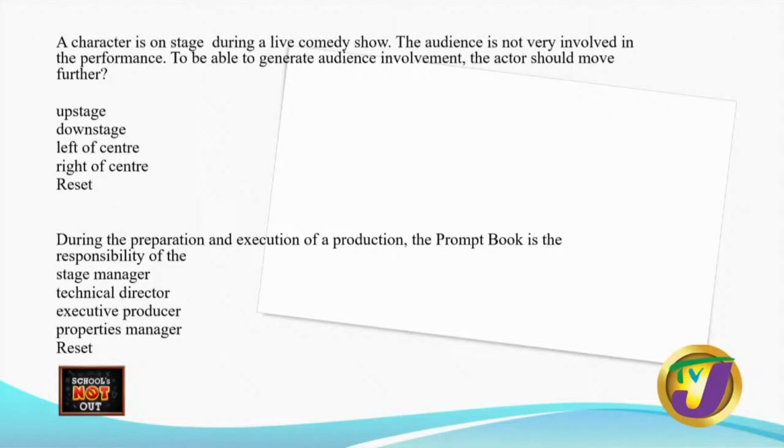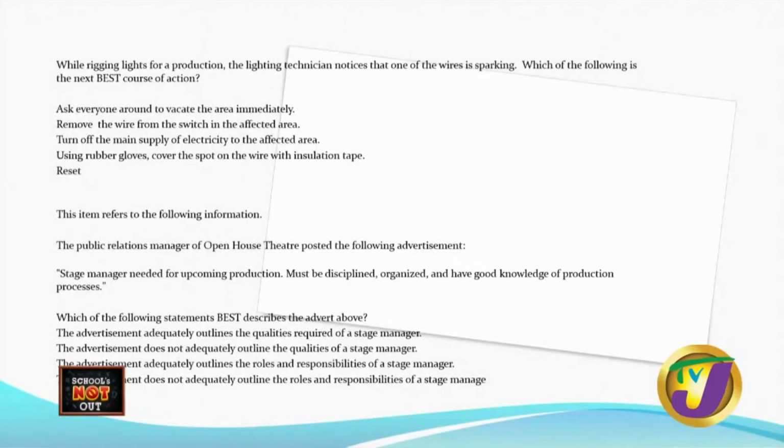Next question. During the preparation and execution of a production, the prompt book is the responsibility of. Is it the stage manager, technical director, executive producer, properties manager? Whose responsibility is it? Very good. It is the stage manager indeed. So I want you to add up your points, and at the end, you see your total.